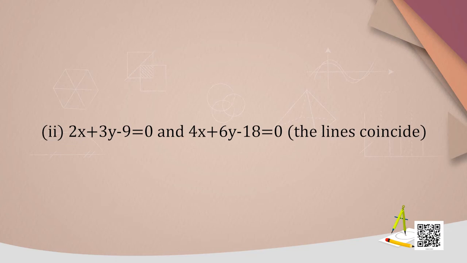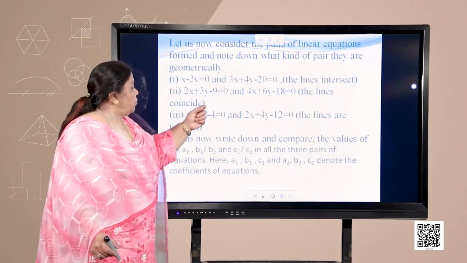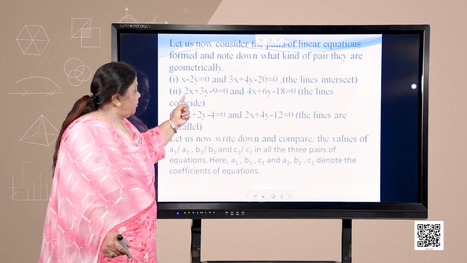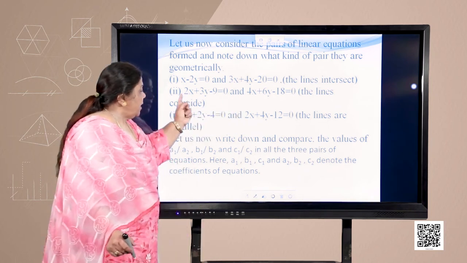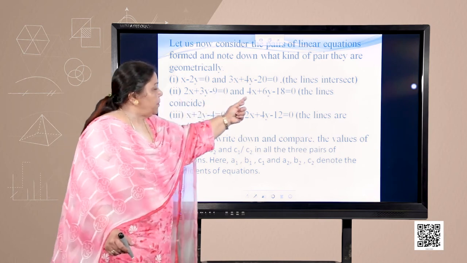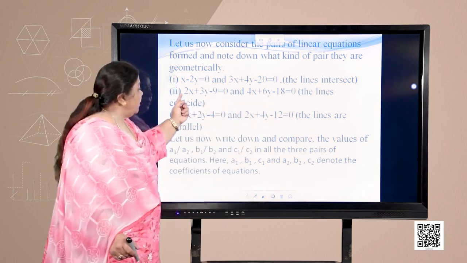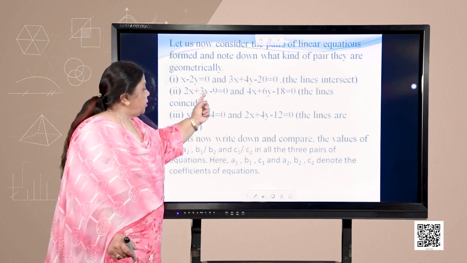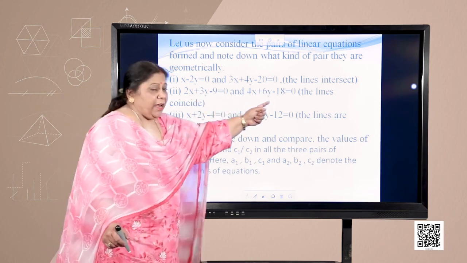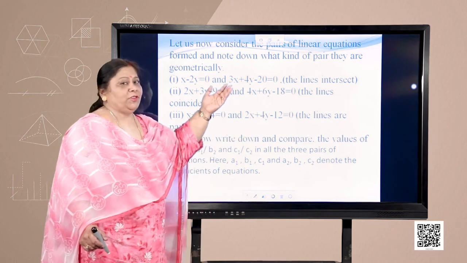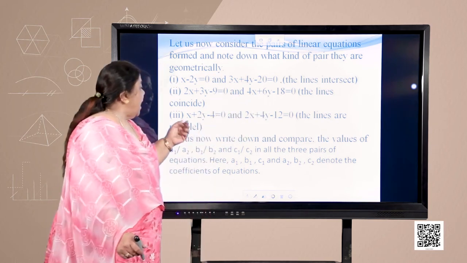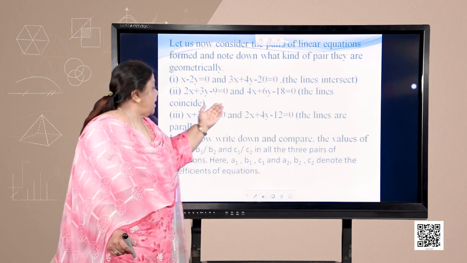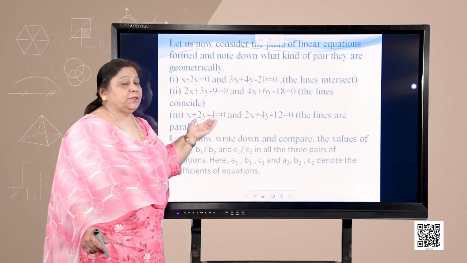In the second case, 2x plus 3y minus 9 is equal to 0 and 4x plus 6y minus 18 is equal to 0, the lines will coincide. Just observe the equations. Here we can find that the second equation is nothing but the complete equation multiplied by 2. So, I get 2 upon 4 is equal to 3 upon 6 is equal to 9 upon 18. That is 1 upon 2 is equal to 1 upon 2 is equal to 1 upon 2 and therefore, we have infinitely many solutions and the system is dependent.